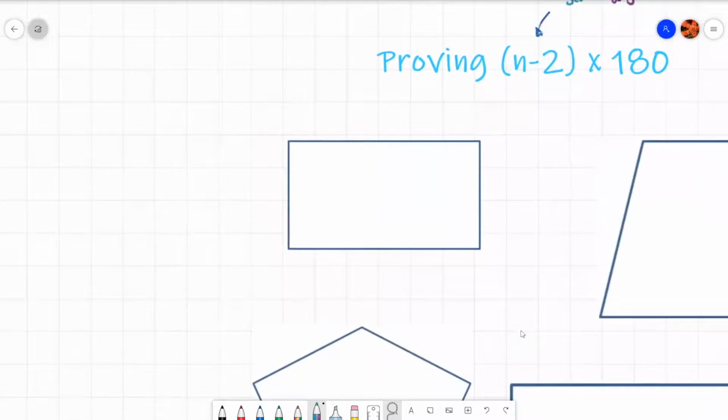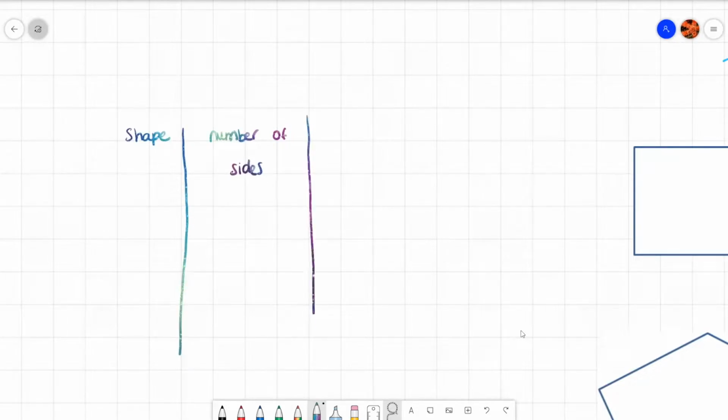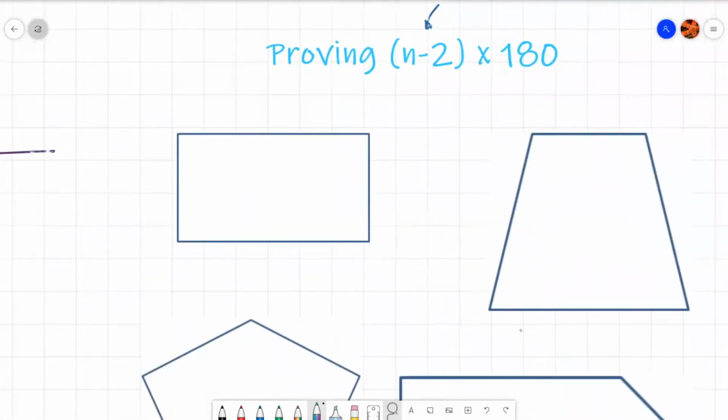Okay, so here I have got a rectangle, and I'm going to draw myself a little table. I'm going to say shape, and number of sides to start off with. So I've got a rectangle and it's a four-sided shape. Now, the sum of interior angles is n minus 2 times 180, and why? And we will look at working out the sum of the interior angles as well.